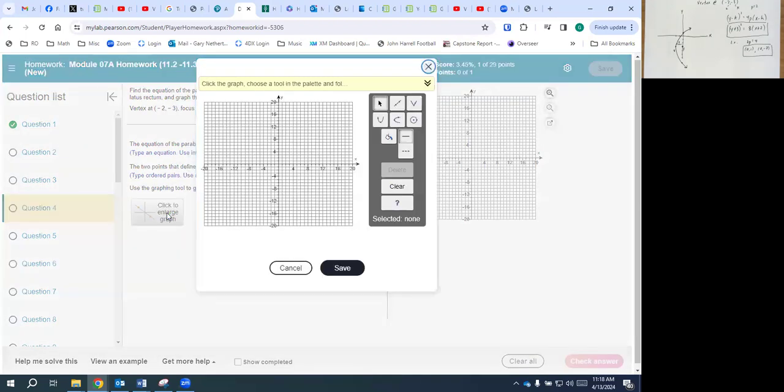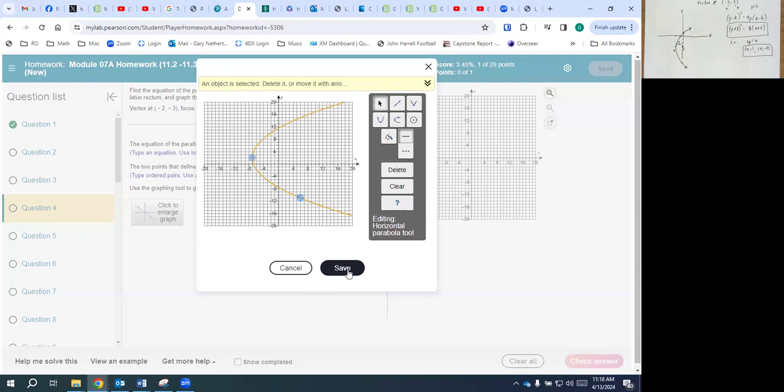Now I'm going to do something here. I'm going to purposefully mess up my plot so I can show you, in case you make a mistake, how to try it again. So I'm going to choose the parabola tool, and I'm just going to choose a random vertex and a random point here.